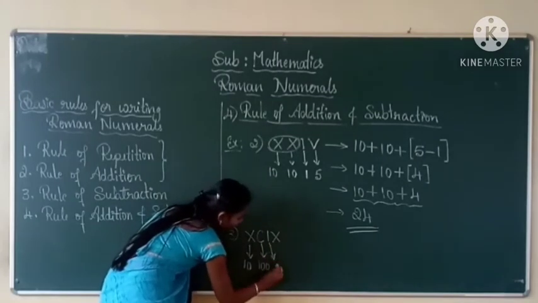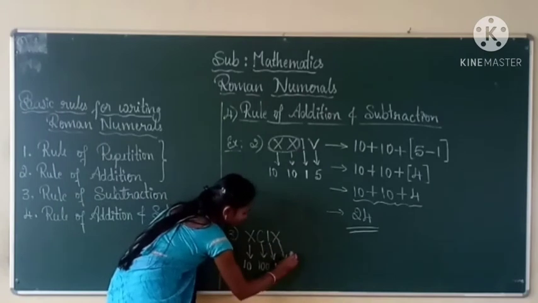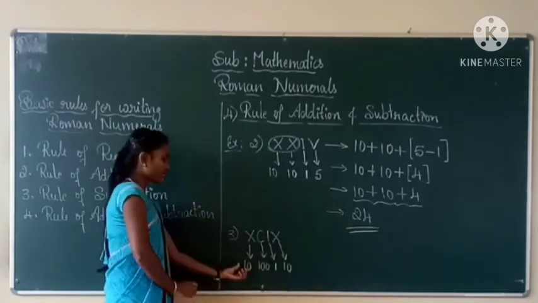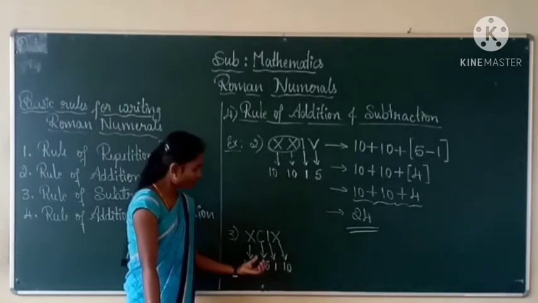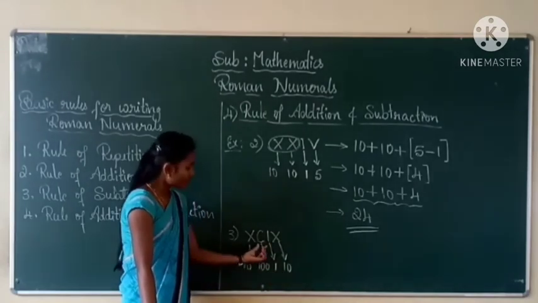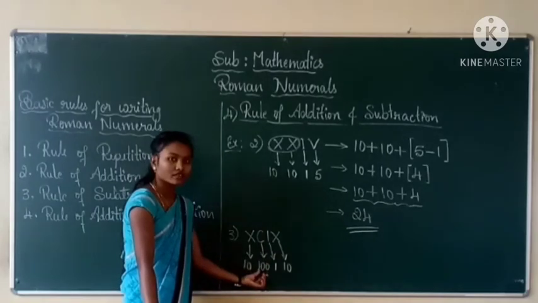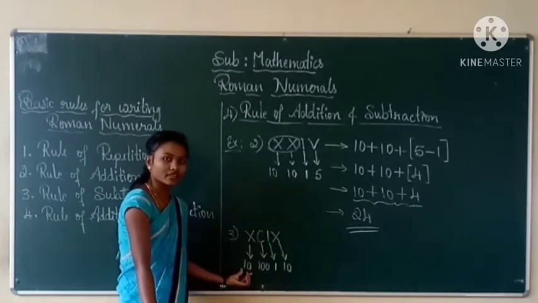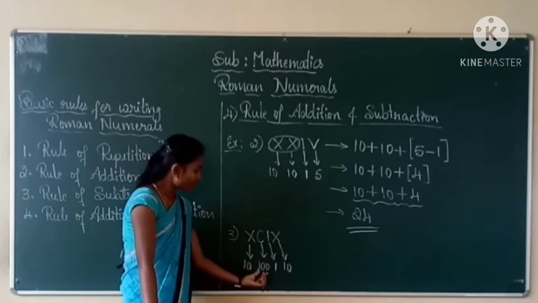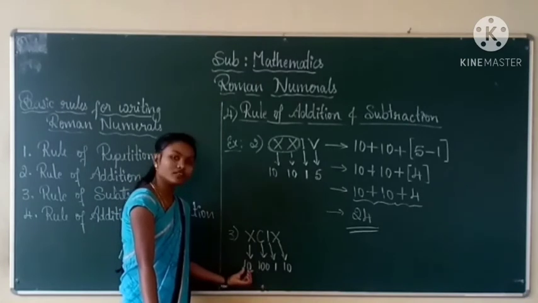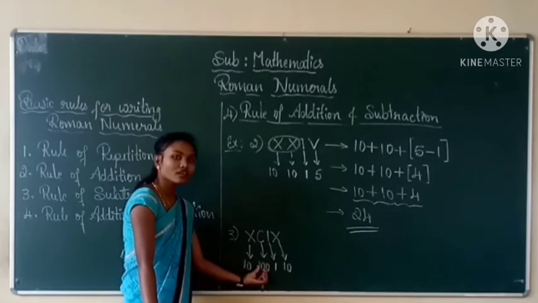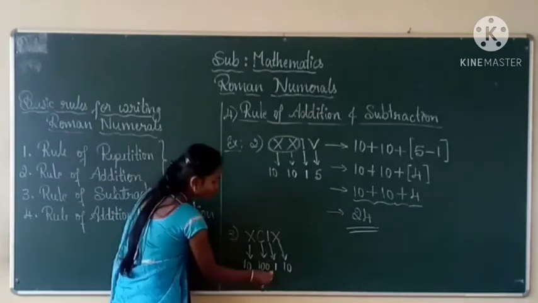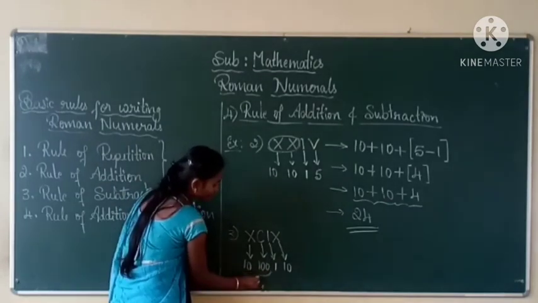And I stands for 1. And this X stands for 10. Here C means 100, X means 10. So it is the smaller numeral we have written just before the larger numeral. That means we have to minus these two numbers.